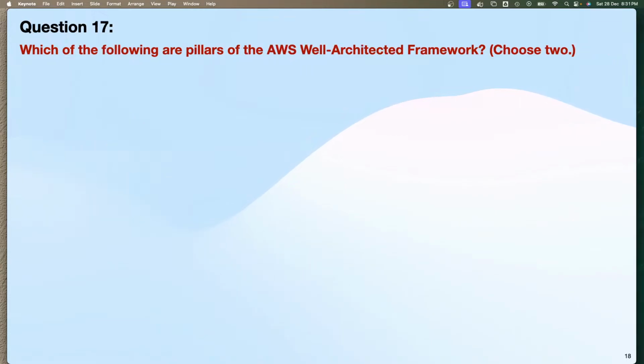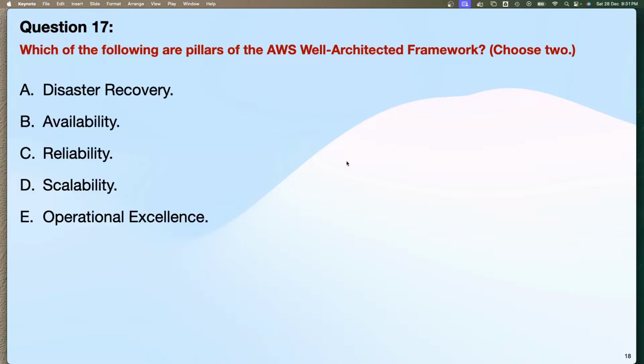So now I am going to question number 17. Which of the following are pillars of the AWS Well-Architected Framework? Okay, so remember, AWS Well-Architected has 6 pillars. Let me go through the options. Disaster recovery is not a Well-Architected pillar. Then B is availability, right? Then C is reliability. D is scalability and operational excellence.